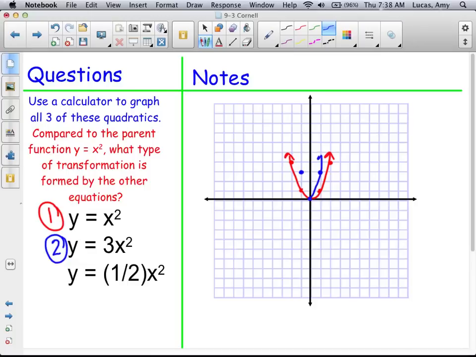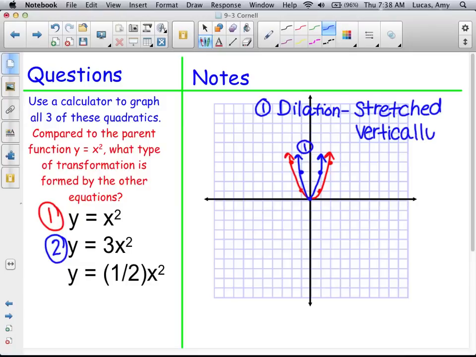So this is not the same size and shape, which makes it a dilation. So number 1, because the size is changing, is a dilation, and we call this stretched vertically because it has gotten thinner. So it is called stretched vertically. Think about if you stretch something vertically up and down, it's going to get thinner.